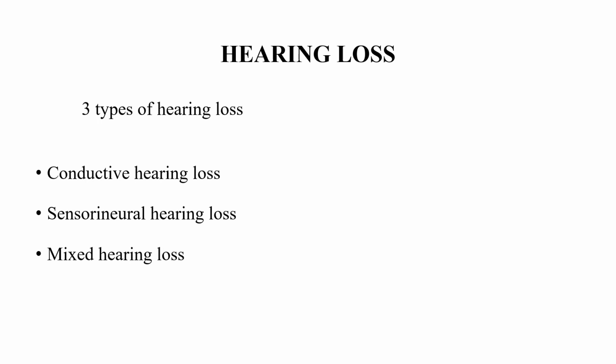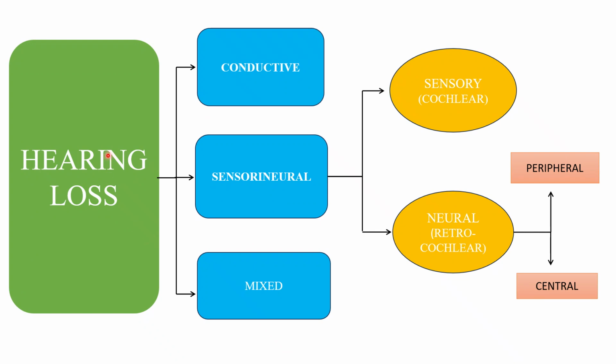So hearing loss is basically of three types: conductive hearing loss, sensorineural hearing loss, and mixed hearing loss. This is the diagrammatic presentation: conductive, mixed, sensorineural. The sensorineural is further divided into the sensory part, which is the cochlear, and the neural part, which is the retrocochlear, involving the eighth nerve. And again that neural or retrocochlear can be peripheral or central, meaning the brain and the central pathways.